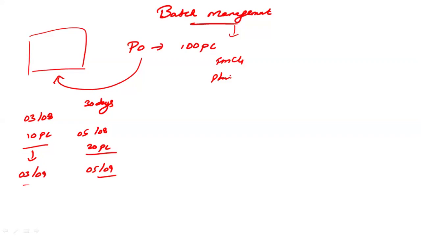To define this batch, there is no configuration in the system. You just need to define which material should have the batch managed, which material should have the batch enabled. If you enable batch management for that particular material type or plant, only those plants' materials will have the batch managed.